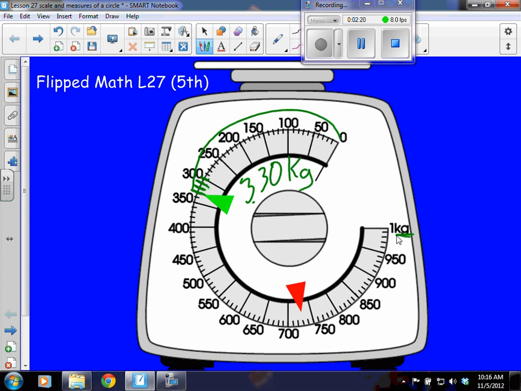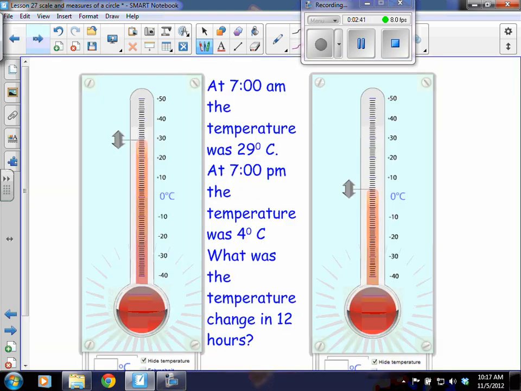If we go down to the red arrow, then we can use that same principle. We're going to start at the 700. That would make this 710, 720, 730. And so 730 kilograms for the red one. And so we have our first example.